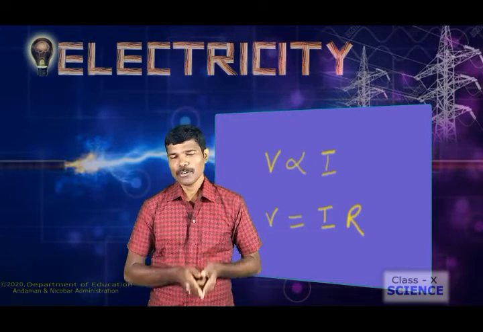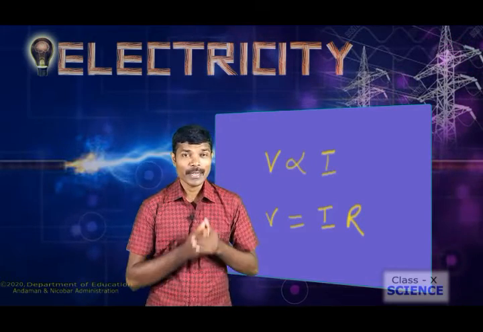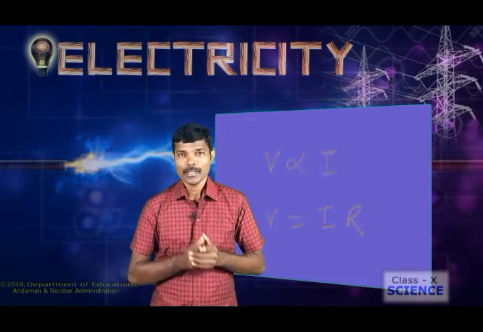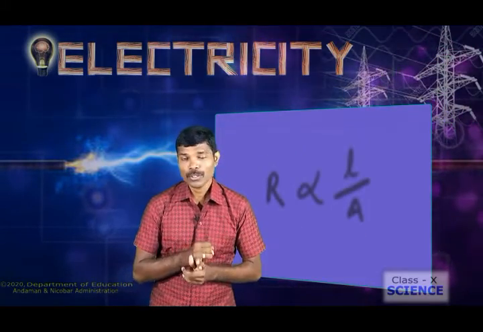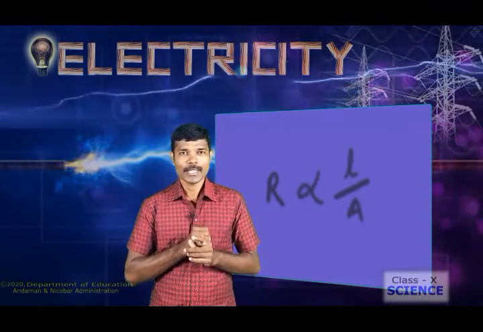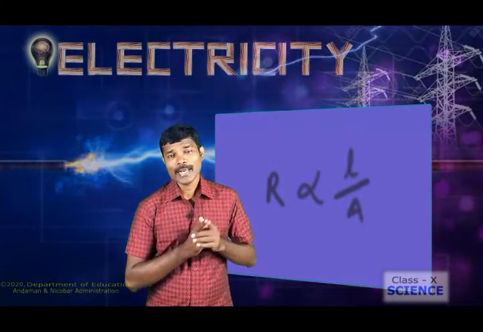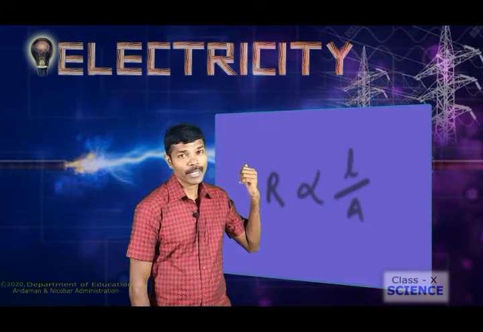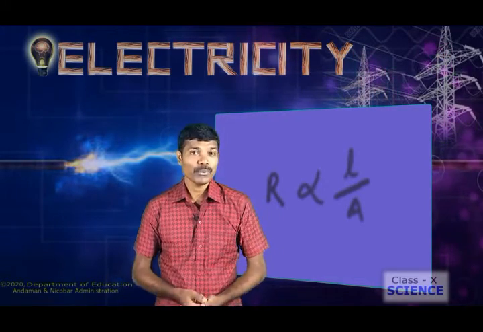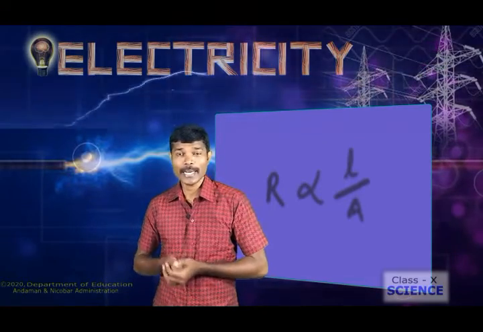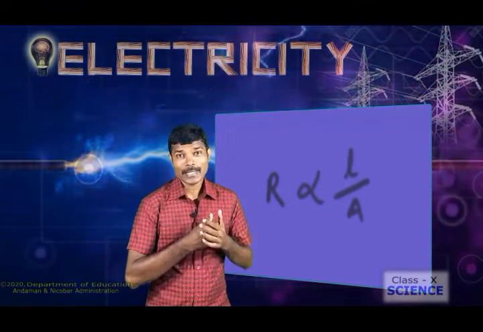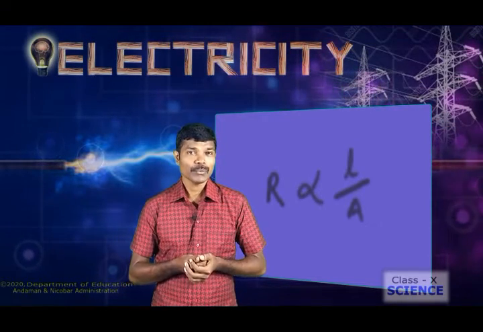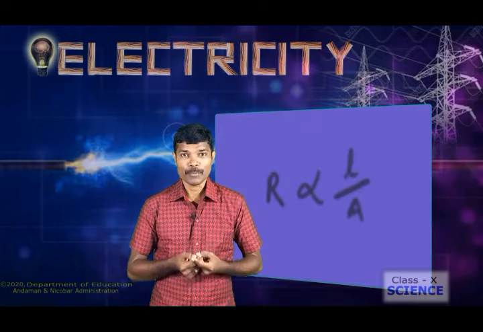In the later section of the last episode, we have seen various factors on which the resistance of the conductor depends. The first factor was the length of the conductor. So, R is directly proportional to L. That means, resistance of the conductor is directly proportional to the length of the conductor, which indicates that if the length of the conductor is doubled, then the resistance will also be doubled. So, this is the direct relationship.